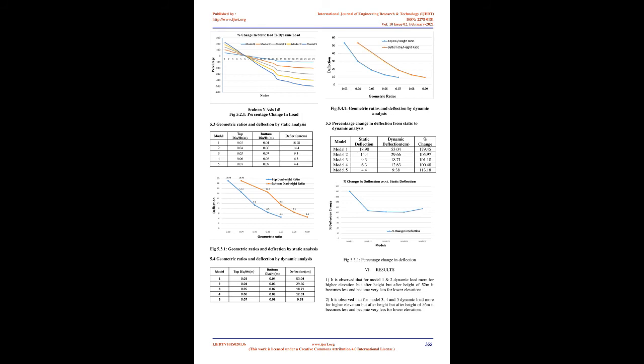Grade of steel: Fe 250. Basic wind speed: 39 m/sec. Base: rigid. Seismic zone: 3. Damping ratio: 5%. Geometric variation: top dia to height ratio, bottom dia to height ratio. Calculation of wind load and moment will be done using IS 875-2015, Part 3, and IS 6533-1989, Part 2.